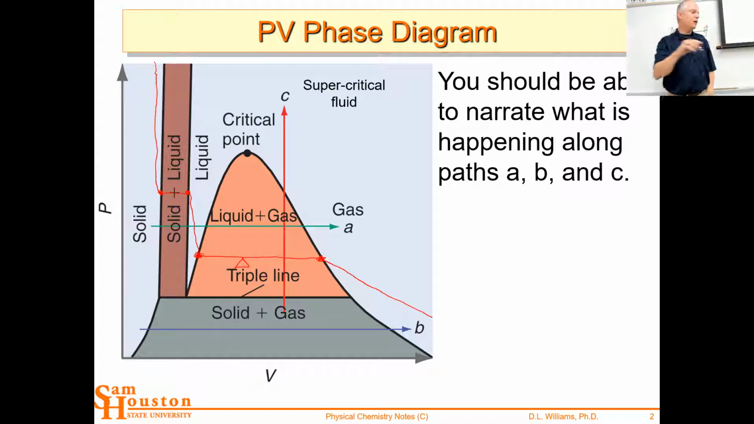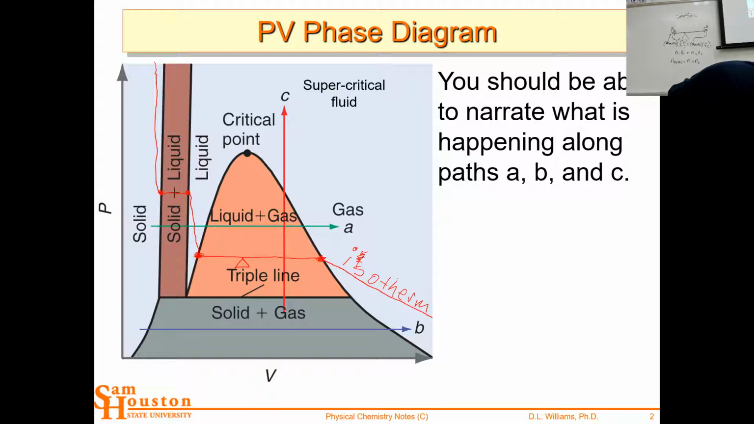So you should be able to walk through this phase diagram in all of these different directions. Follow an isotherm. So let's label those. This is an isotherm. What is this green line here? Isobar, yes.